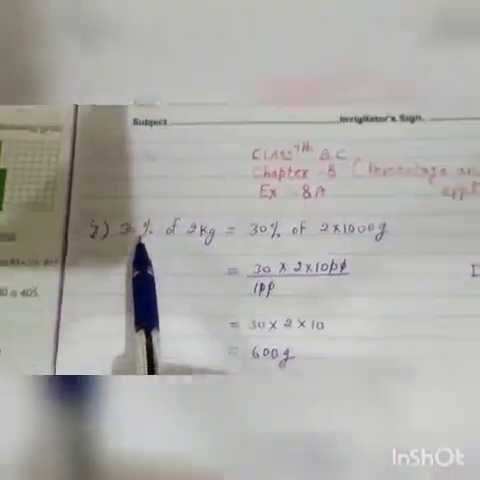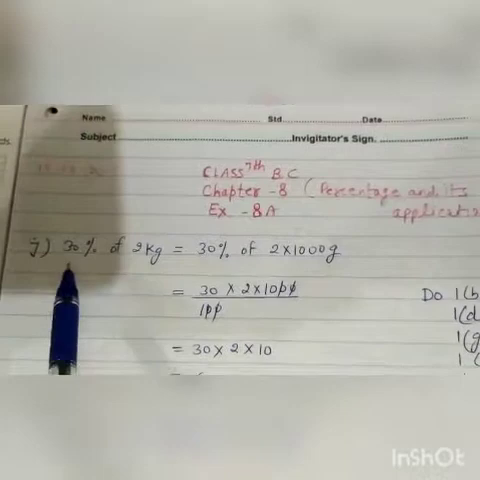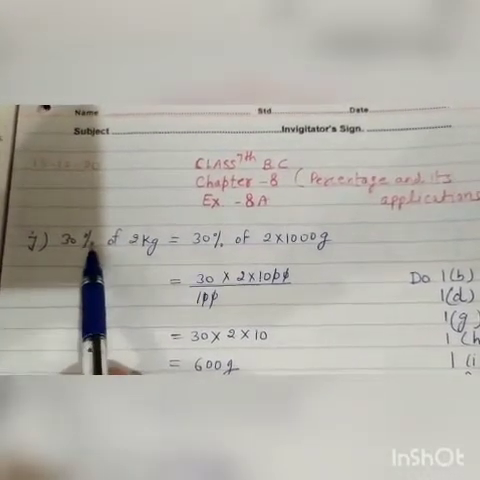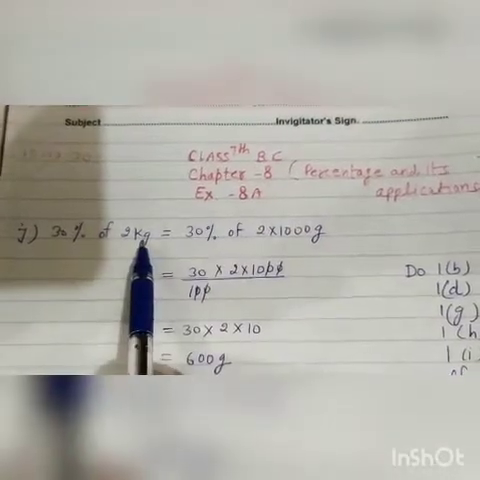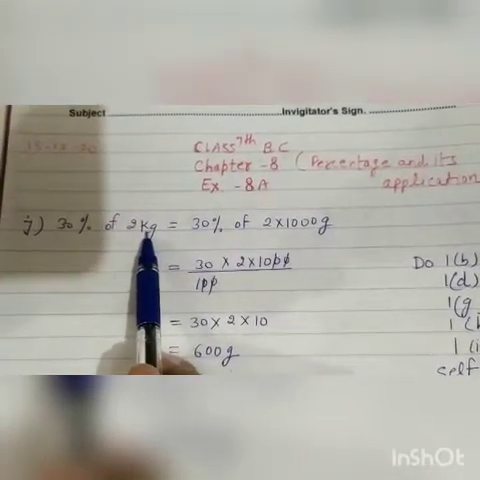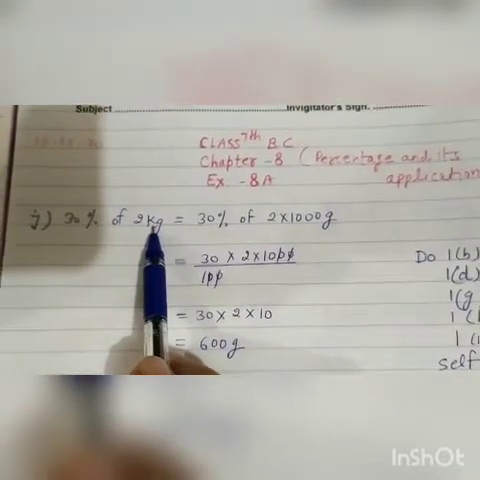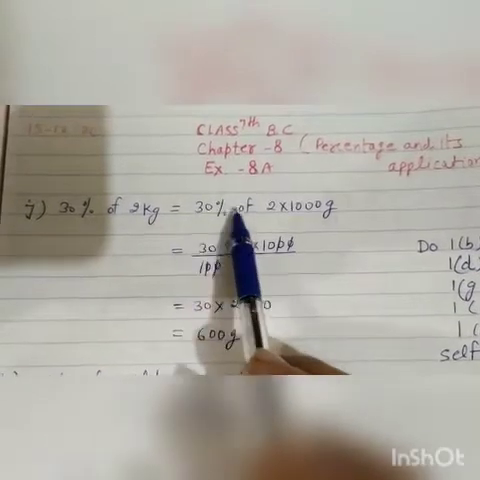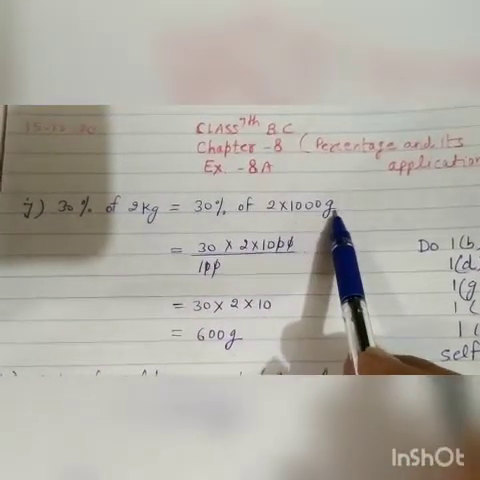See here. 30% of 2 kg. We will convert this kg into gram. And all of you know 1 kilogram is equal to 1000 gram. So 30% of 2 into 1000 gram.